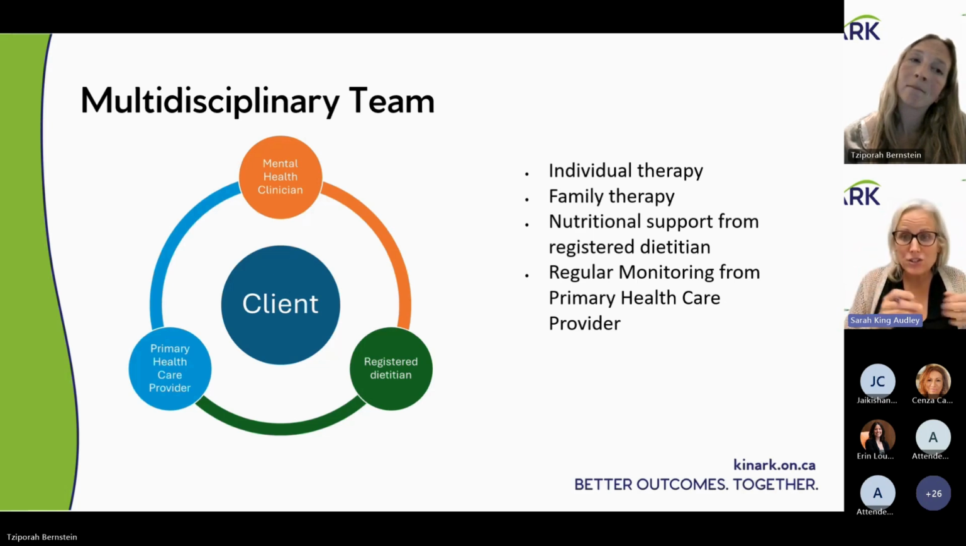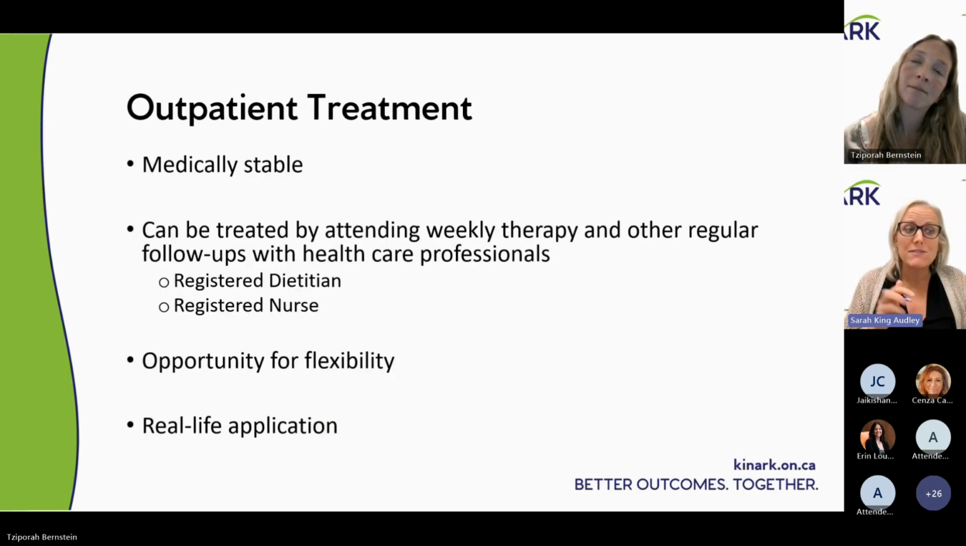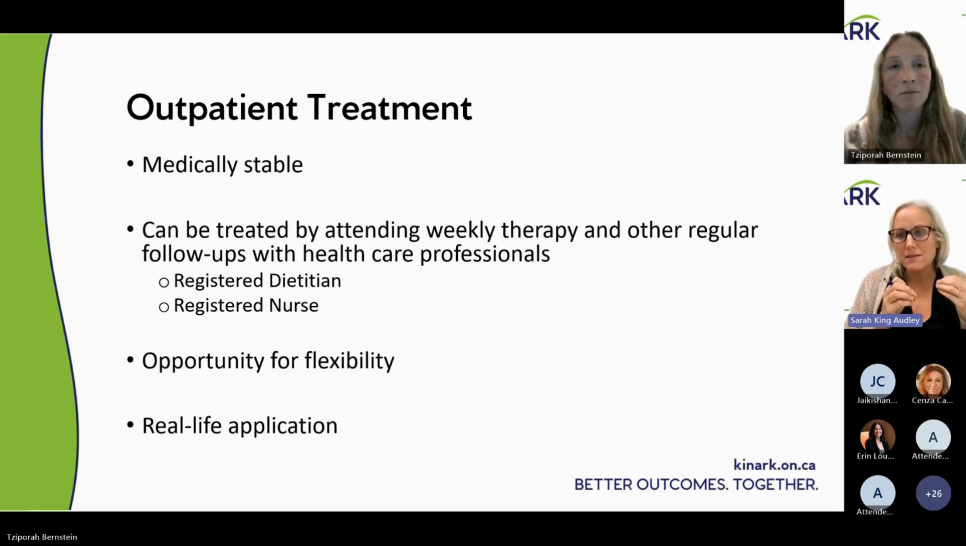There are strong recommendations for individuals to receive the lowest level of this tiered treatment, so the least invasive type of treatment based on clinical needs. It's more optimal for an individual to be in their community, be at home receiving treatment if it is effective and if the higher level isn't required.